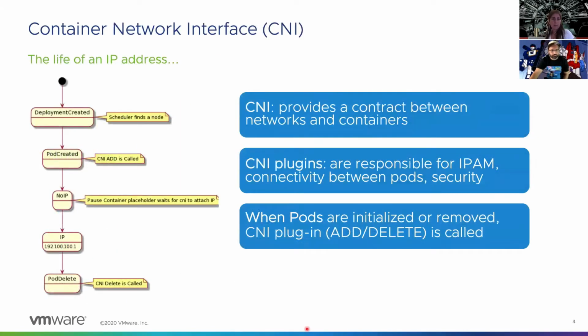Okay, let's start with CNI plugins. So Kubernetes adopts CNI model to interact with third-party CNI networking plugins. These plugins are responsible for IP assignment, connectivity, and pod security. Every time a pod is initialized, CNI is being called. It creates a pseudo interface, assigns it an IP, and attaches it to the underlay network. And when pods get deleted, CNI is again being called to clean up the resources.